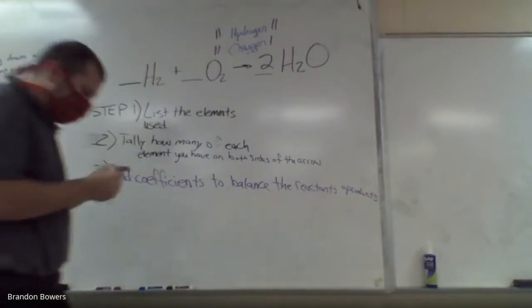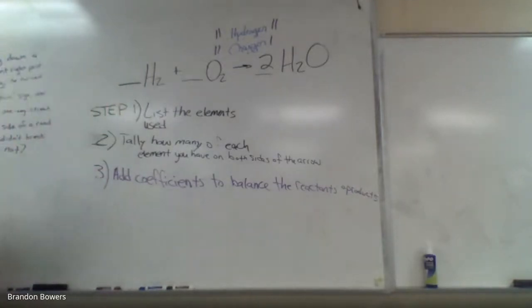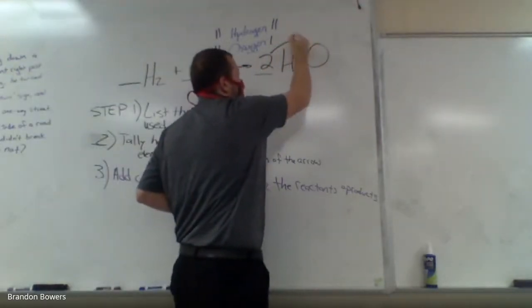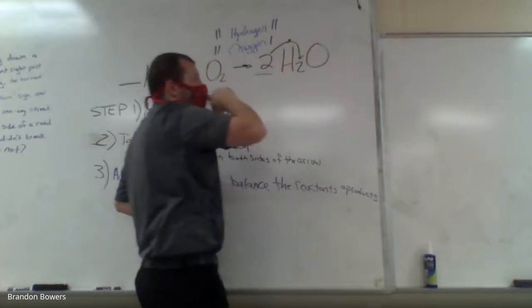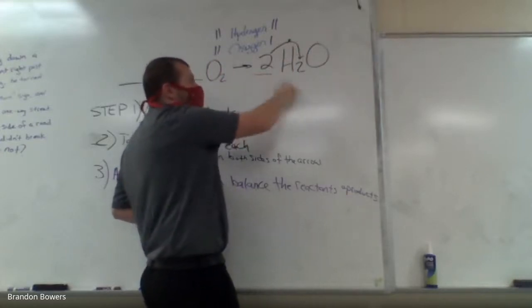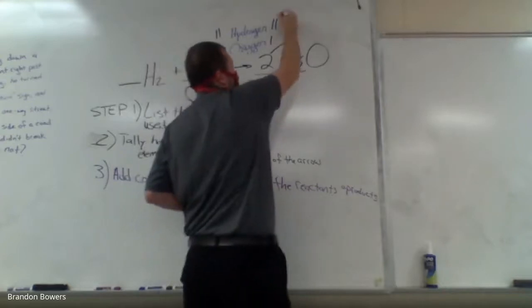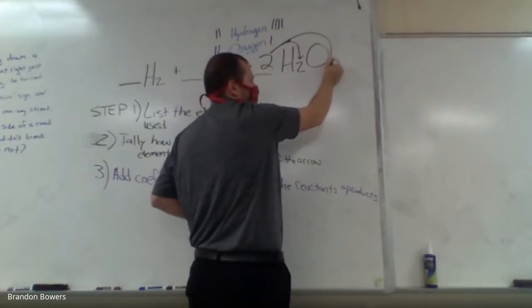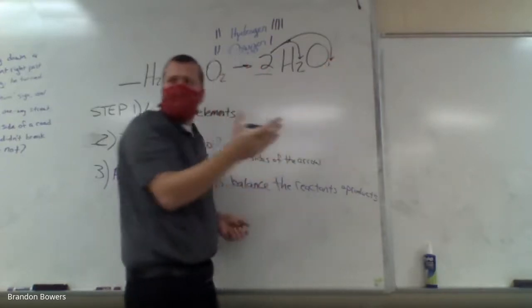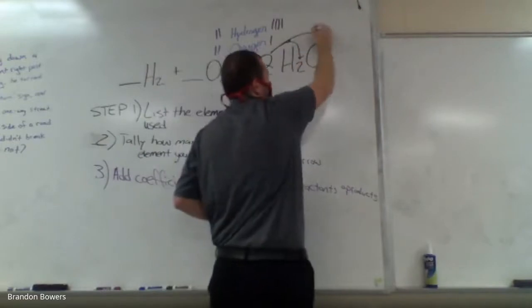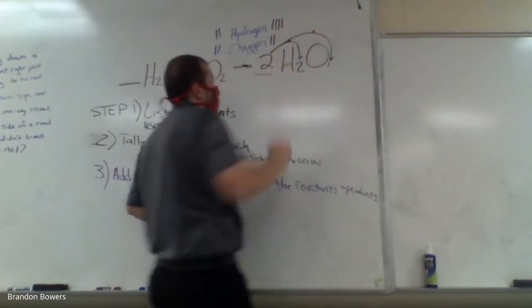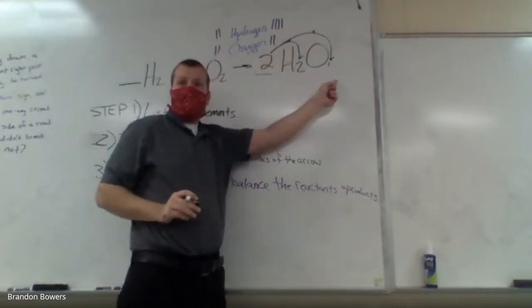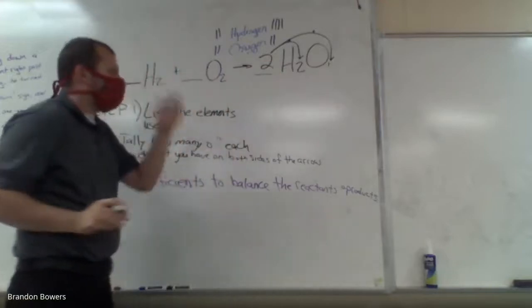Now, when I do that, coefficients multiply. So I have 2 times 2, which is 4 hydrogens on the right-hand side now. But also, I have 2 times an invisible 1. What is 2 times 1? 2. So I'm up to 2 there. Does that make sense, that it affects everything in the compound?